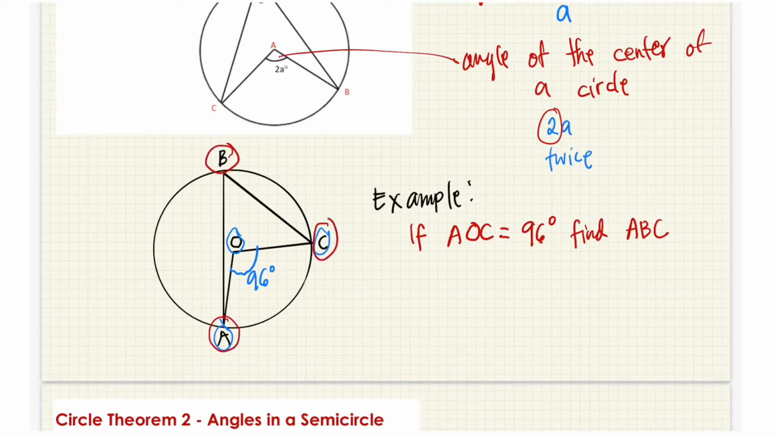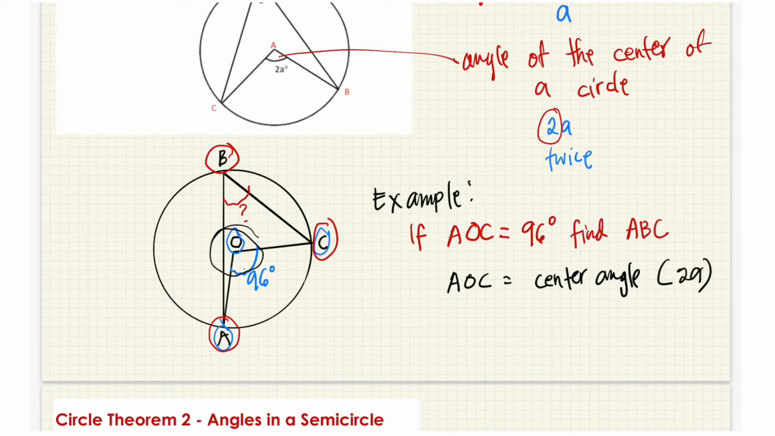So we're going to locate this angle here. Okay, now how are we going to do that? First, you have to remember that this one here is twice the angle at the circumference. So if we have AOC, which is our center angle, therefore this is 2A.